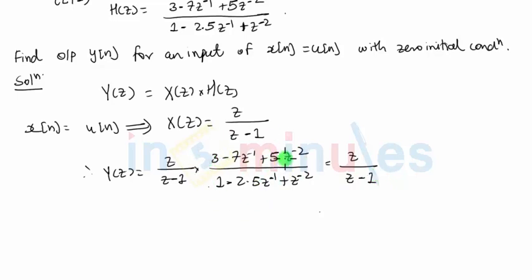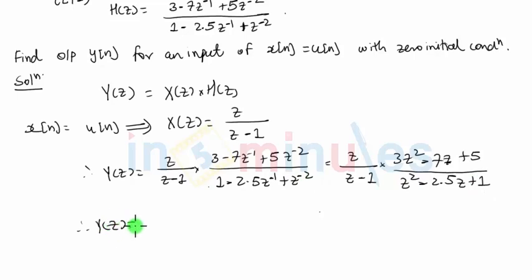I'll convert everything into positive powers of z. So this first term is already with positive powers. In the second term, I'll multiply and divide by z squared. So multiply by z squared to numerator as well as to denominator. The numerator will become 3z^2 minus 7z plus 5, because z^-1 into z^2 will be z, and z^-2 will cancel out, divided by z^2 minus 2.5z plus 1, because z^-2 multiplied with z^2 will give you only 1.